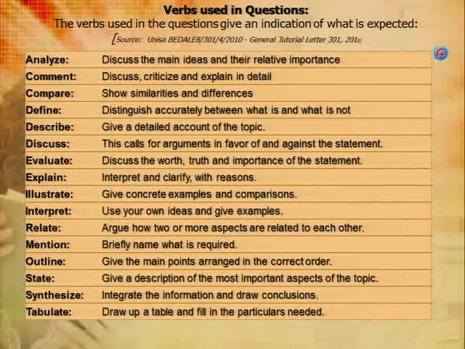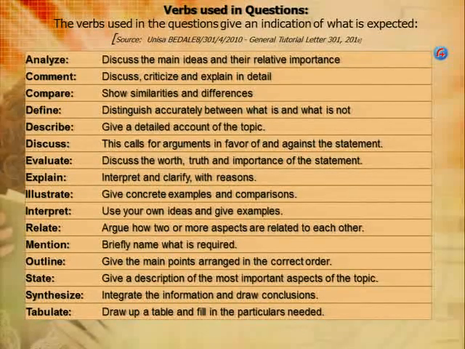State, you give a description of the most important aspects of the topic. Lately in the comprehension tests, they ask state 2 points, state 2 reasons. So that just means you give a description of the most important aspect of the topic that they ask about.